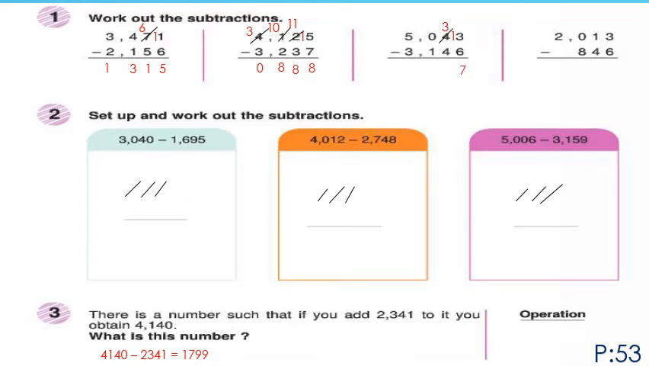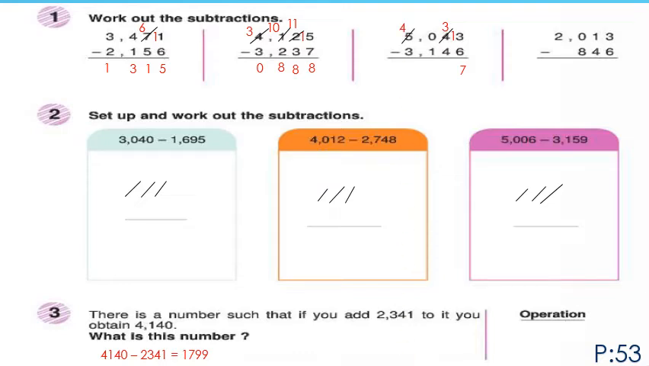Now 3 minus 4, we cannot subtract, so we go to the hundreds place value. We found 0. Can we borrow from 0? Of course no. So we continue to the neighbor, thousands. So we ask 5 to lend us a 10. Of course 5 will give us a 10.